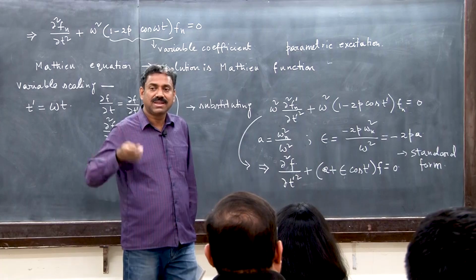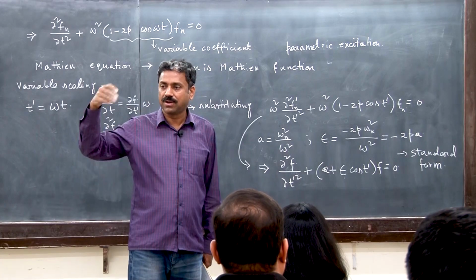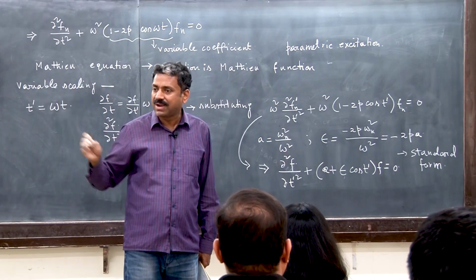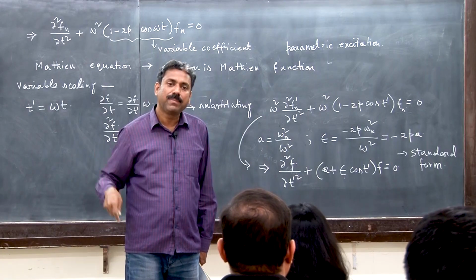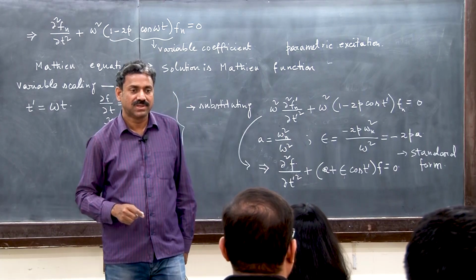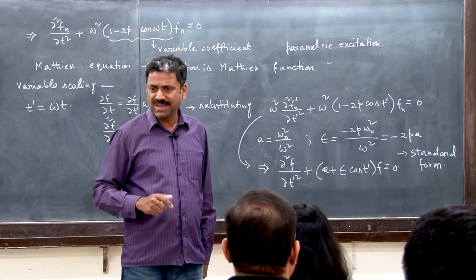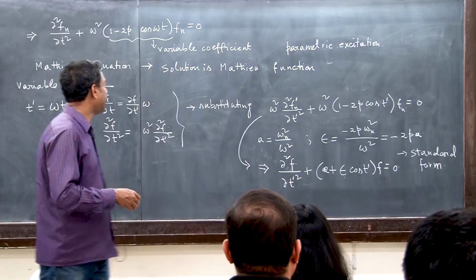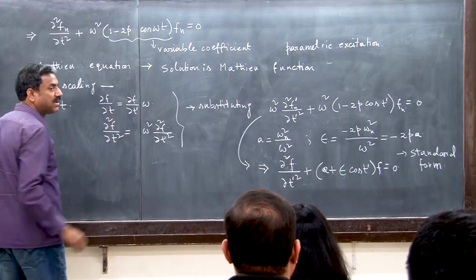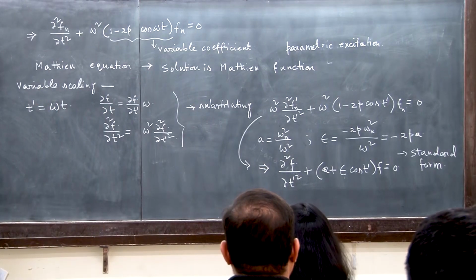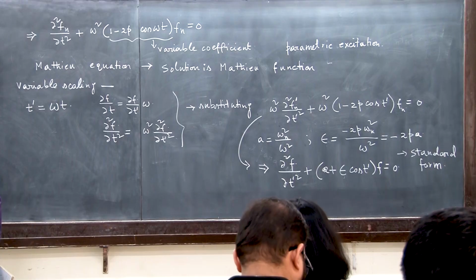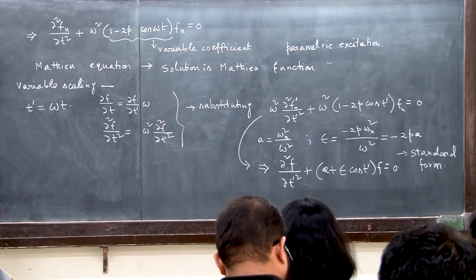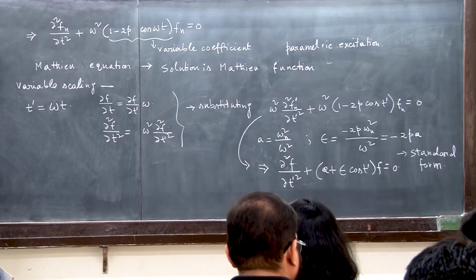So then you can get the linearized equation of various orders, epsilon to the power 0, epsilon to the power 1, epsilon square, and then sum up everything to get an asymptotic solution. That is possible to do. But here we are not going to do that. We know that the Mathieu function will give us the solution. So let us see how the Mathieu function looks like, and from there how we can get the stability condition.